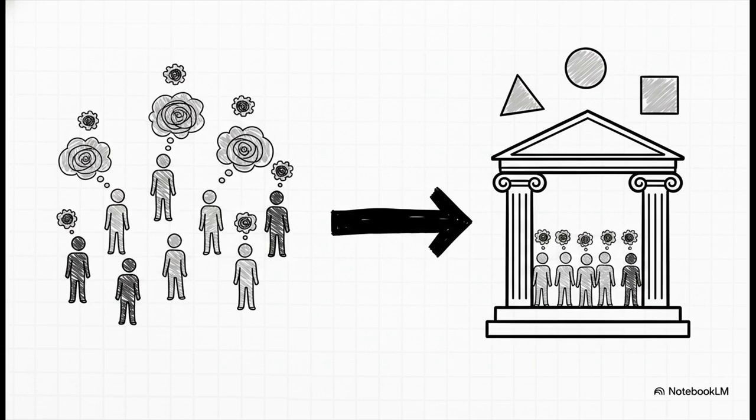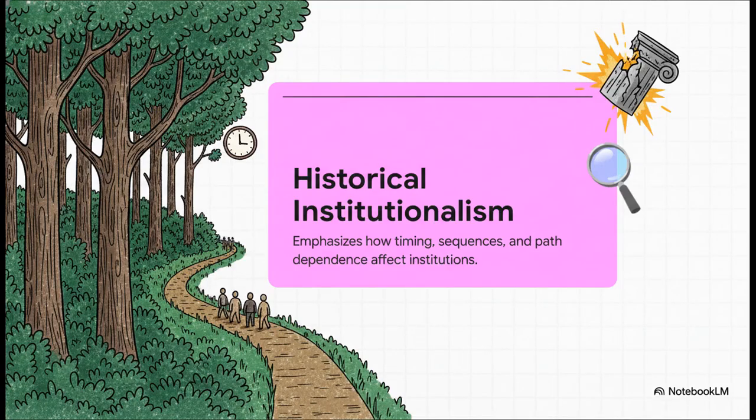Researchers woke up to the fact that human behavior doesn't just happen in a vacuum, right? It happens within structures. And institutions aren't just big marble government buildings. They are the formal rules, the informal norms, and the deep historical structures that both constrain and facilitate what we do. But, as Hall and Taylor pointed out, there isn't just one single way to look at institutions. There are actually 3 distinct flavors. Let's look at the very first flavor, historical institutionalism.